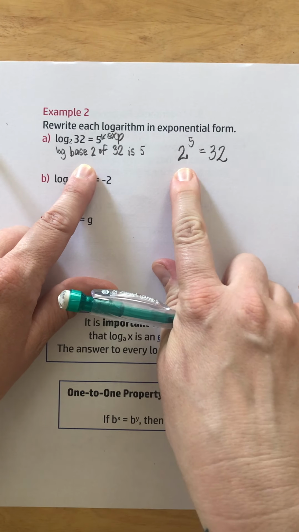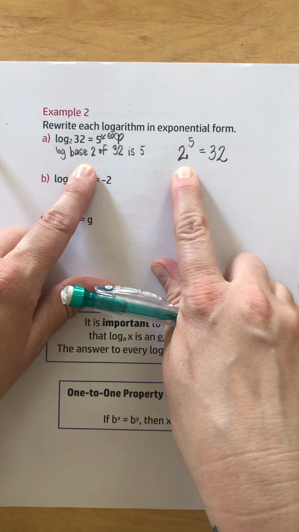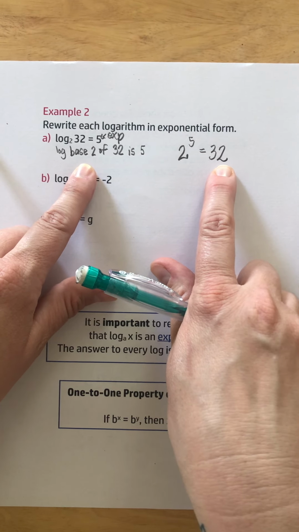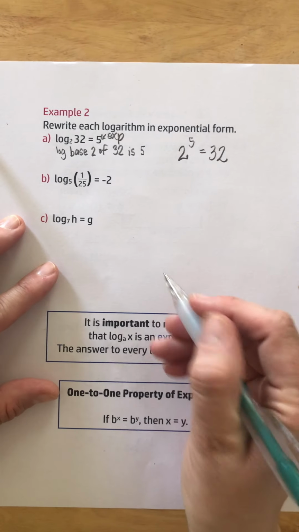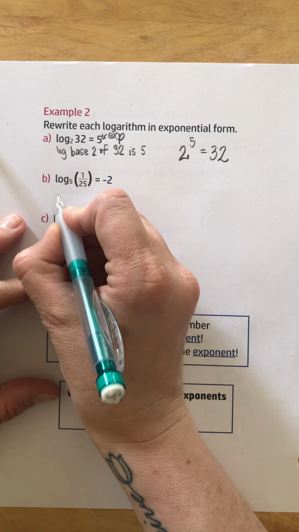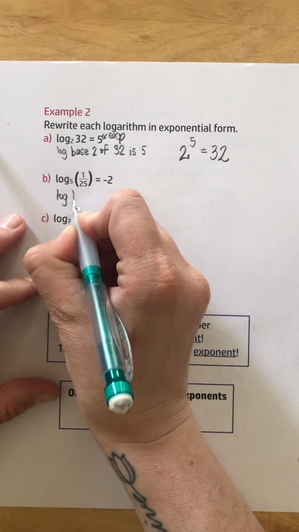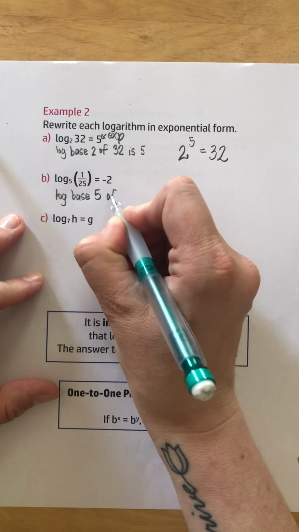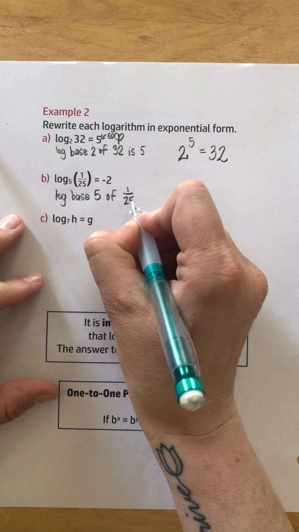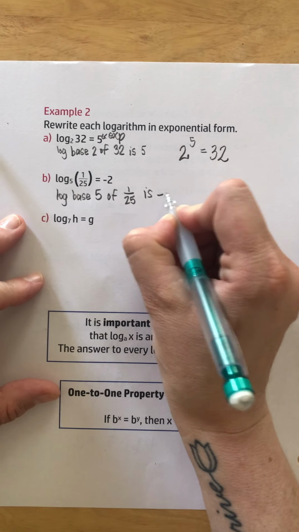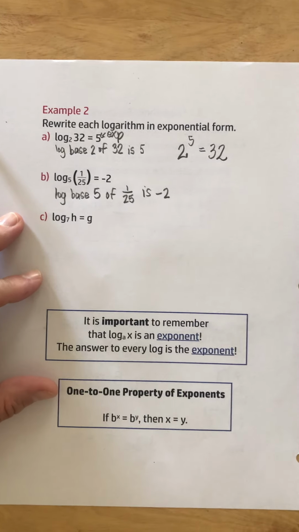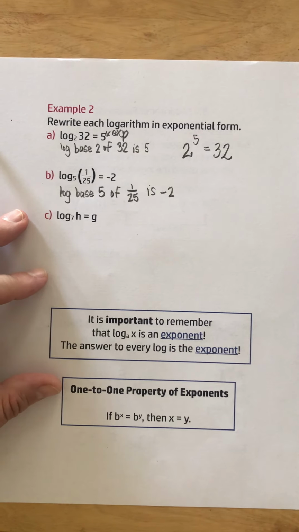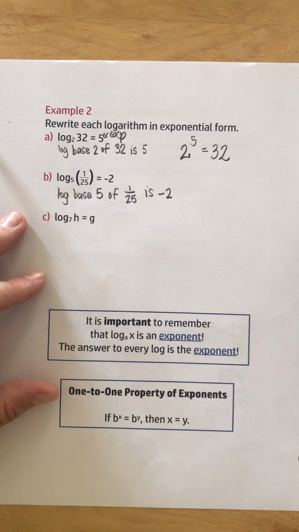Well, you can check that. 2 times 2 times 2 times 2 times 2 is indeed 32, so it works out. All right, let's look at this next one. Log base 5 of 1/25 is -2. Now, I don't expect y'all to write those words out. I'm just doing it for the purpose of the notes. If you want to write it out, though, feel free to.